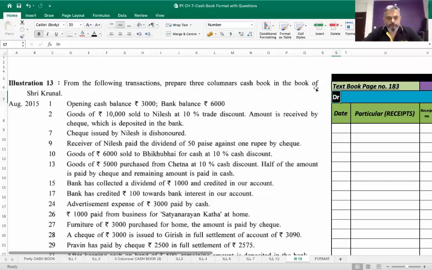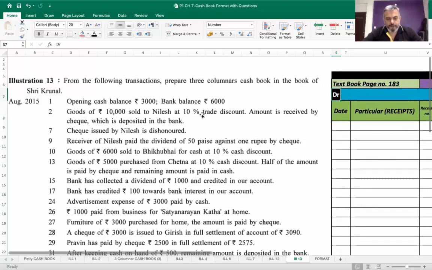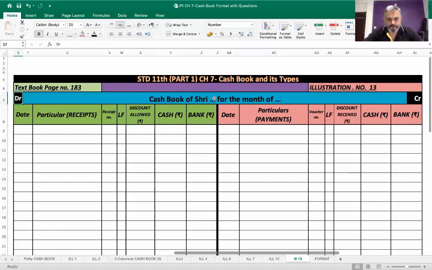Now we are going to do illustration number 13. So mark it again, important for exam. From the following transactions, prepare a 3-columnar cash book in the books of Sri Krunal for August 2015. So write the heading.